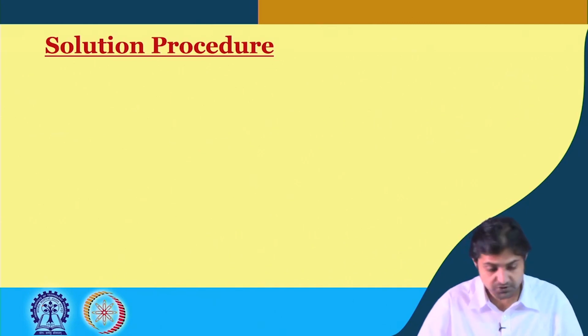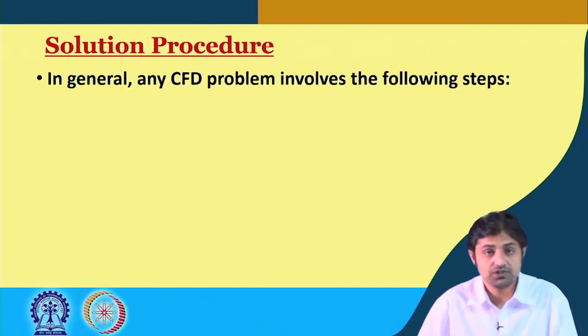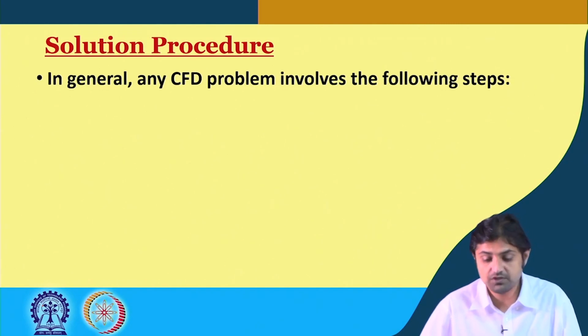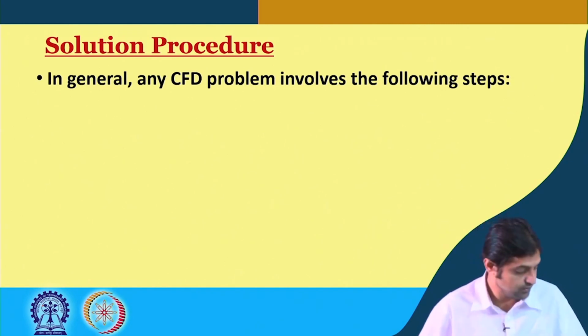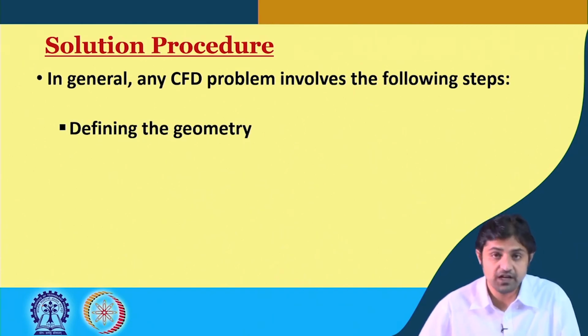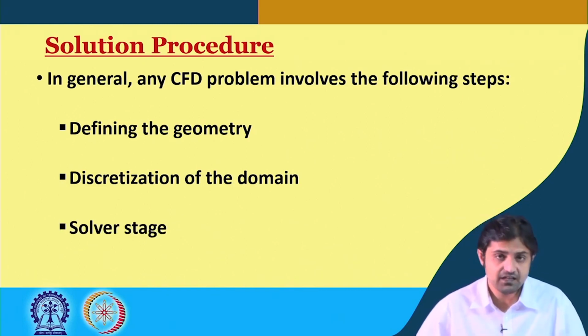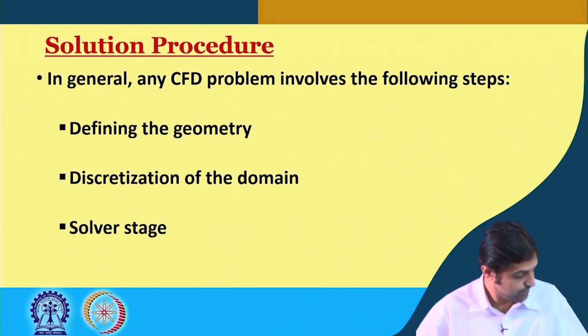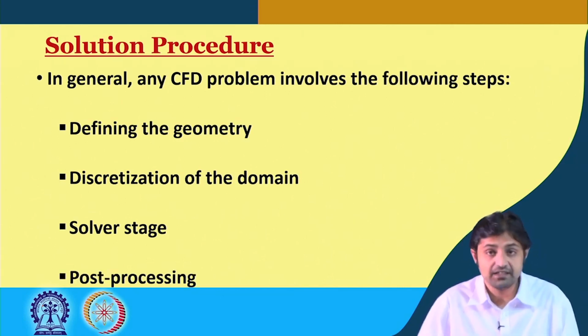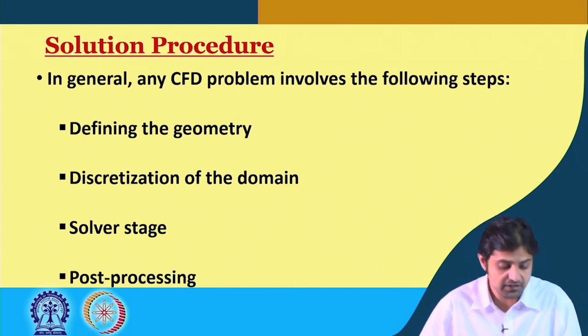Now, what is the solution procedure? The solution procedure in general, for any CFD problem, involves the following steps. First, we have to define the geometry of the flow. All right. We have to discretize the domain. We will come to what defining the geometry is and what discretization of the domain is, and then there is a solver stage. Okay. And in the end, after the problem is solved, there is post processing.